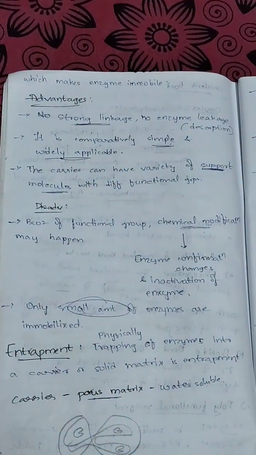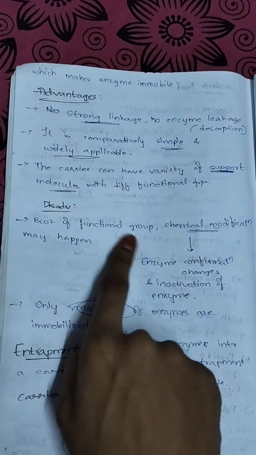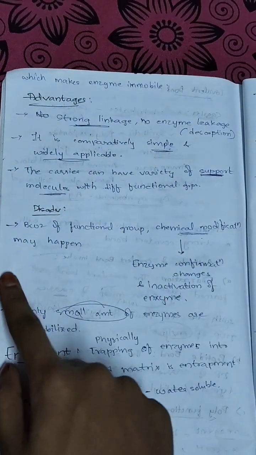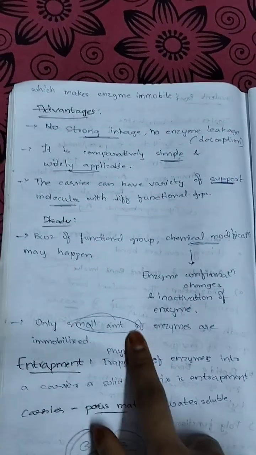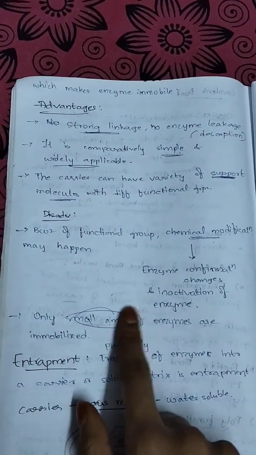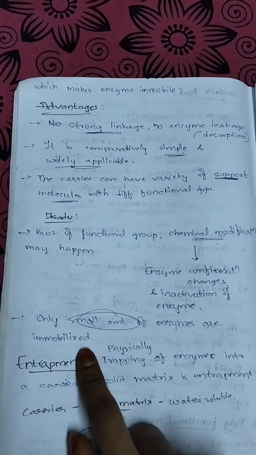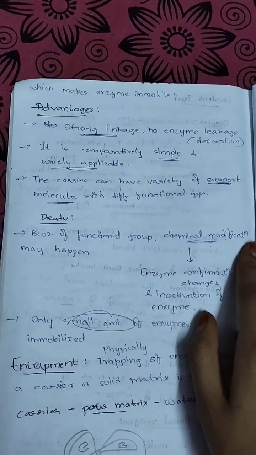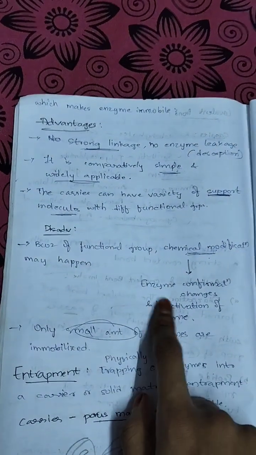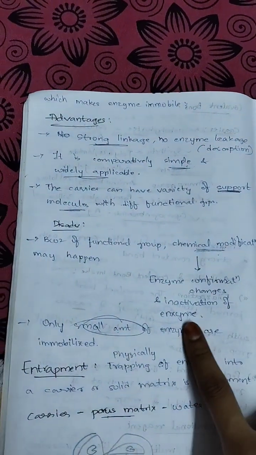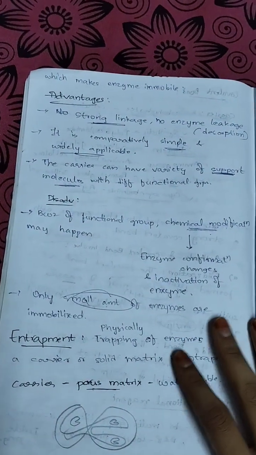Now the disadvantages are: because of the functional groups, chemical modification of the enzyme may happen. Using only the covalent bond method, only a small amount of enzyme is immobilized. Chemical modification is nothing but conformation changes occurring in the enzyme, which may lead to inactivation of the enzyme. So these are the disadvantages.